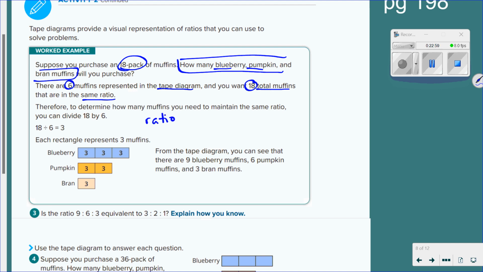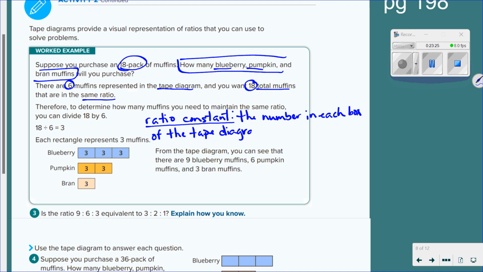And that term is the ratio constant. Write that at the bottom, everyone. Okay, the ratio constant is super important. It is the number in each box of the tape diagram that keeps the ratio equivalent.